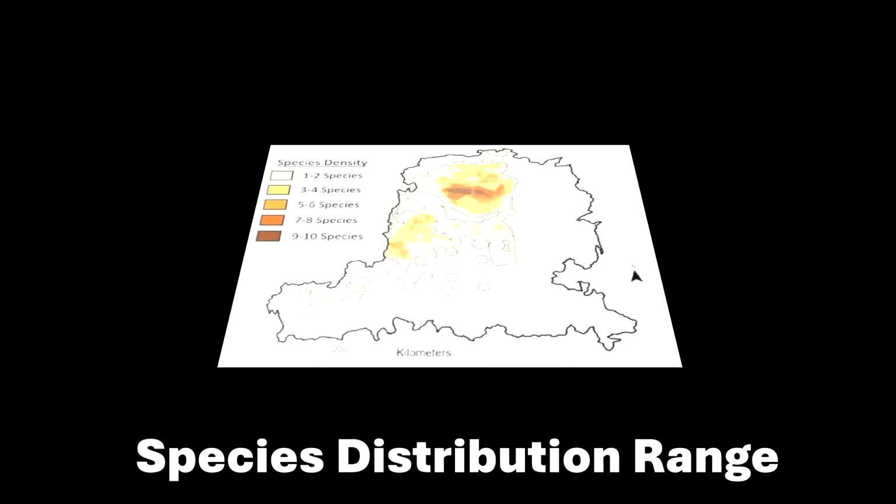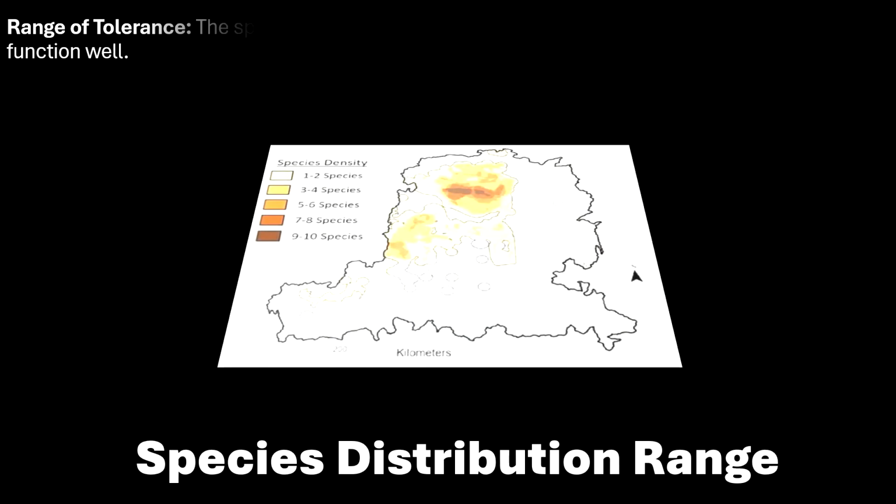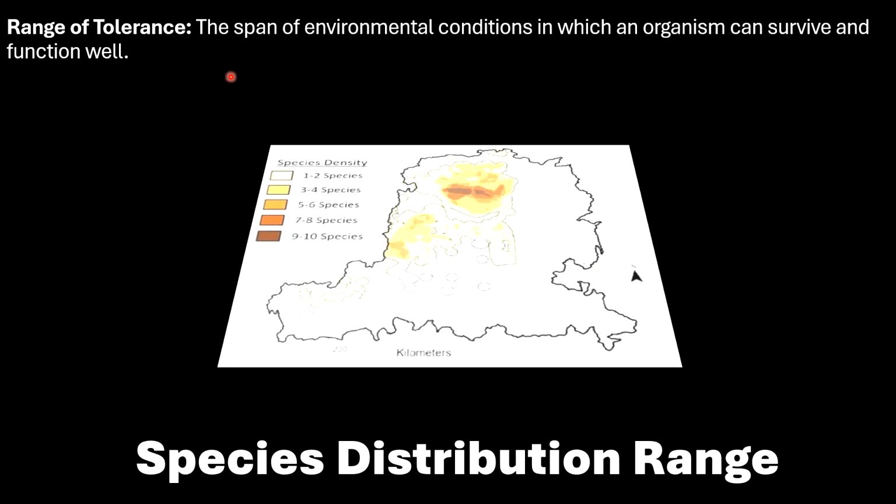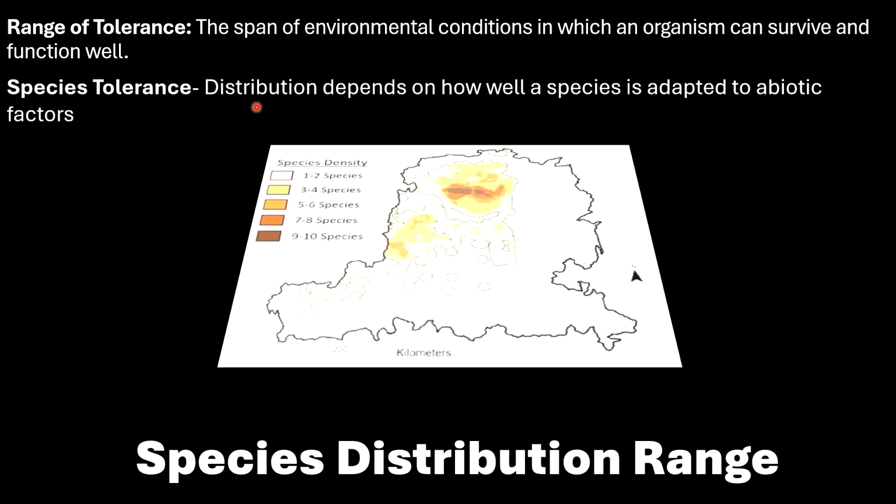Let's have a look at species distribution range. So firstly, have in mind the following definitions. The range of tolerance is the span of environmental conditions which an organism can survive in and function properly. And the second definition, species tolerance, is the distribution depending on how well a species is adapted to abiotic factors. Okay, this is relevant to this diagram where we'll see the density of species in different areas.